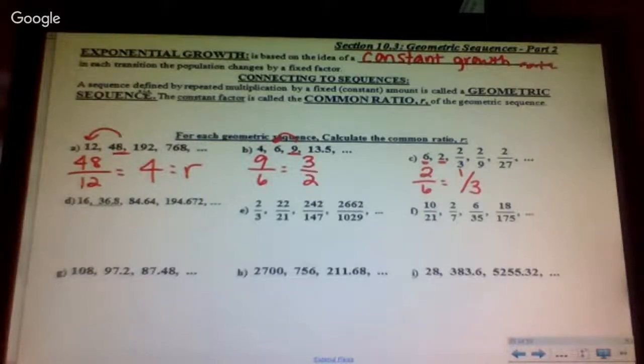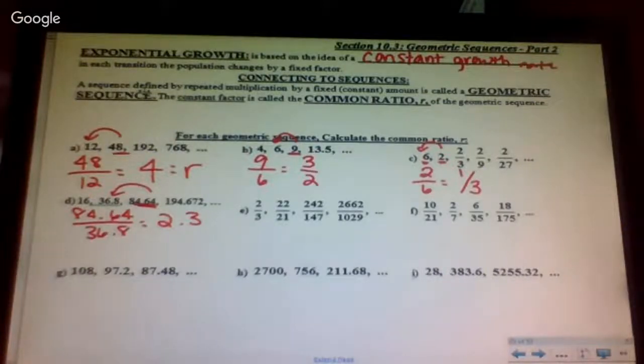You always pick one of the numbers and you divide by the number directly before it. So you can do any one. You can pick any one you want. So this one, I can do 84.64, but I would have to divide by 36.8. All right. So like for the first one, you could have done 192 divided by 48, absolutely. This one is in decimals, so I would leave it as a decimal. What is my common ratio? 2.3. Okay. Take a minute or two and finish the last 5 here, and we'll put them up.